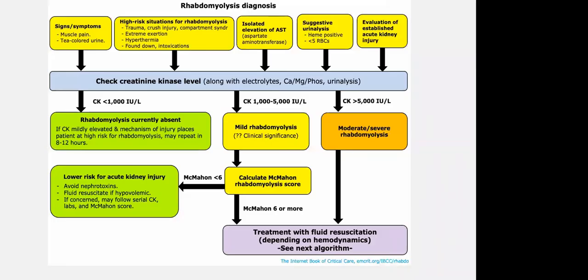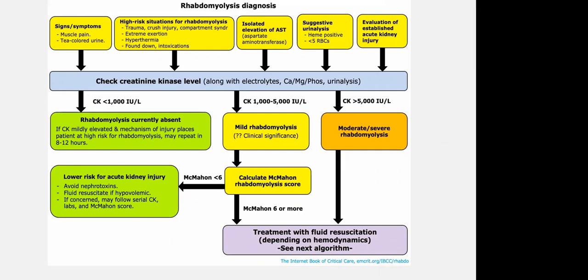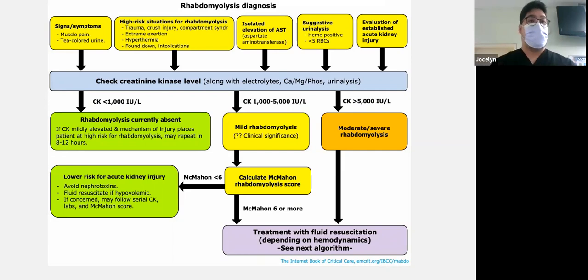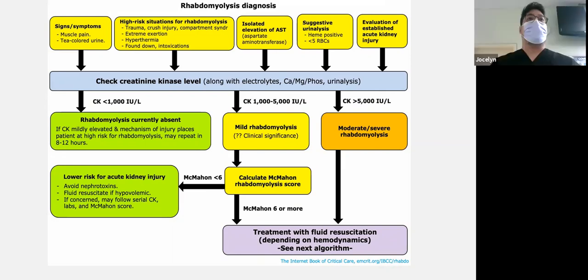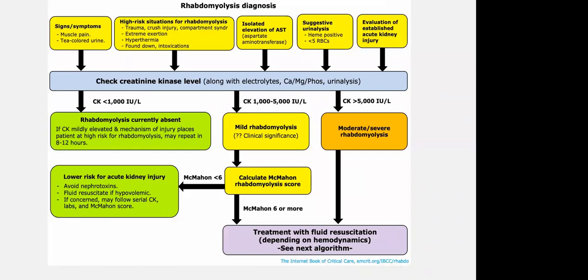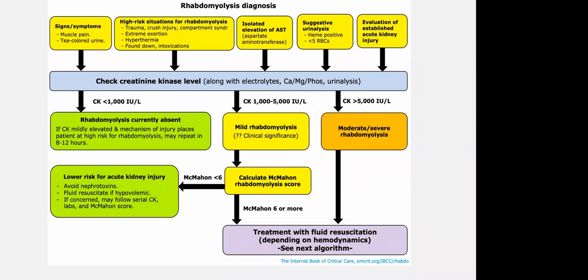So this is how you diagnose your rhabdomyolysis. You already have the signs and symptoms: muscle pain, tea-colored urine. Next, the cause is crush injury. You also have elevated AST and a suggestive urinalysis, so you take your creatinine kinase. However, there's a problem with it. Your CK is 1,500, so it's actually mild rhabdomyolysis. That's why you want to calculate your McMahon score.